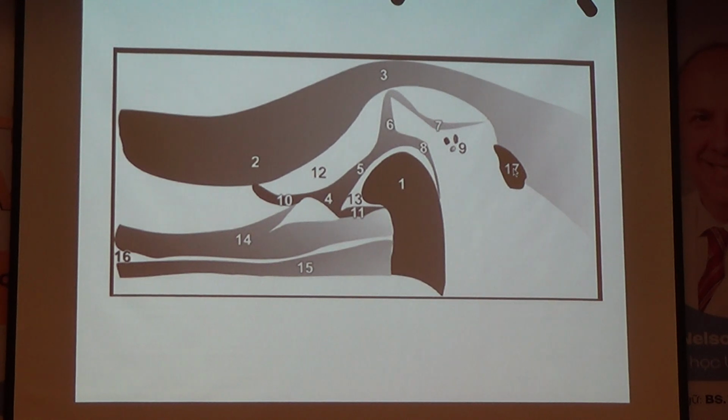So you can usually see the muscles, you can see the disc, you can see ligament, you can see glenoid, you can see the laminar zone, okay, and the shape of the condyle.